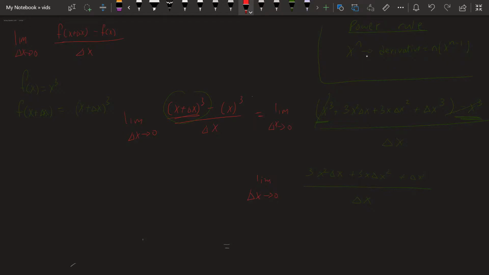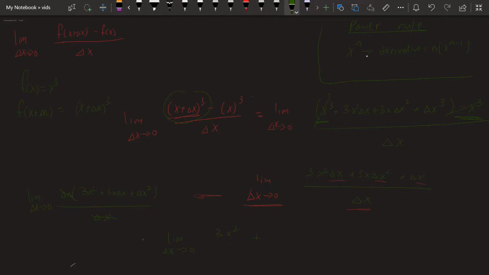Now, as we said, we can't apply the limit just yet because we have a denominator. How can we remove it? Well, as you can see, in the numerator we have a delta x in every term. So we can factor it out and we can cancel. So we have the limit as delta x goes to 0 of 3x squared plus 3x delta x plus delta x squared, and we factored out delta x, right? Well, this cancels with this. We're going to be left with the limit as delta x goes to 0 of 3x squared.